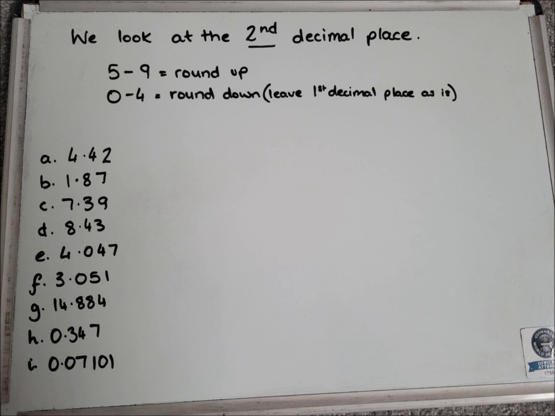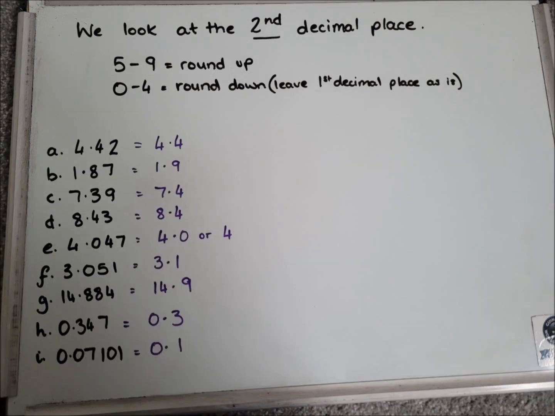Awesome, so let's have a look at the answers. So for A, it was 4.4. B, it was 1.9, we round up. C, it was 7.4, again we're rounding up there. D was just 8.4, we just leave it because the 3 doesn't change the 4. E was just 4.0 or just 4. If it's only 0.0 after a decimal point, there's no other numbers, you don't need to put the 0.0, you can just leave it as 4.